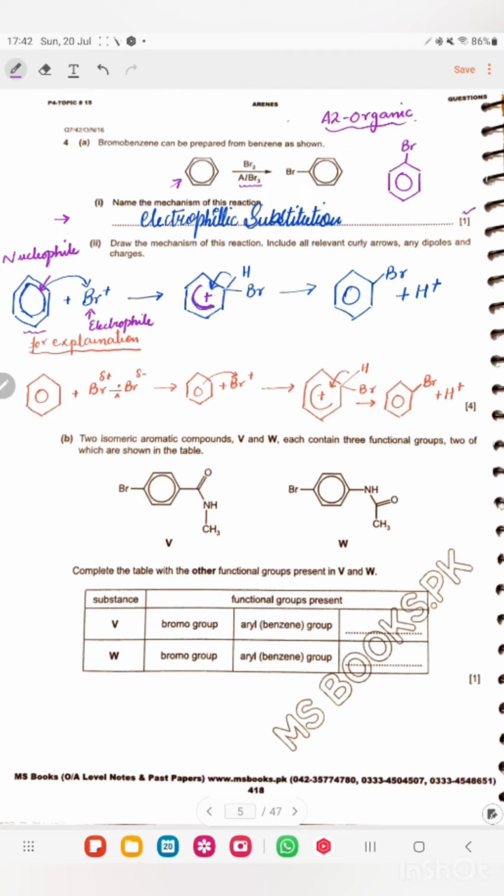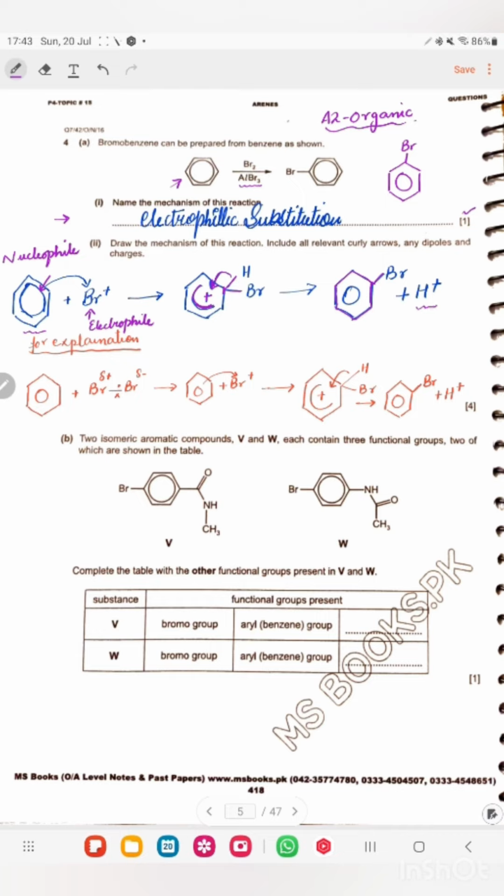So what happens? Bromine attaches with hydrogen at this point. Okay, and in the next step what happens? The electrons from hydrogen come back here, and this structure of bromine becomes like this. You need to take care of the arrows because this might lose you marks as well. So there is a hydrogen ion which is released from here.